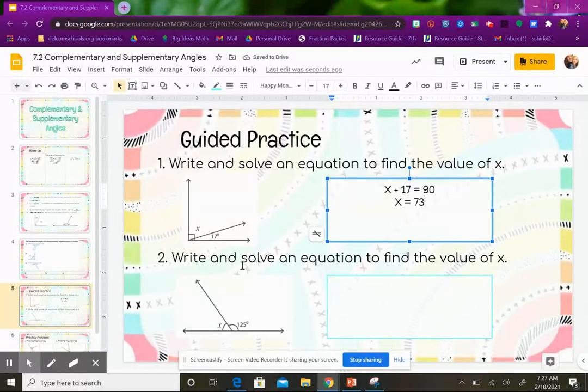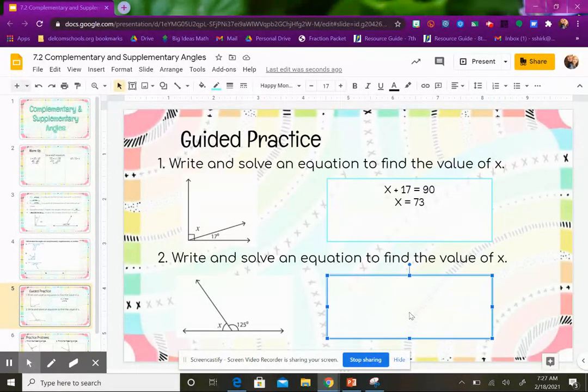We're going to do the same thing for number 2: write and solve an equation to find the value of x. It's going to be x plus 125 is equal to 180. I'm going to write that right there. Sorry, I have a little bit of a grumpy baby this morning. So x plus 125 equals 180, and if I do 180 minus 125, I get x equals 55.